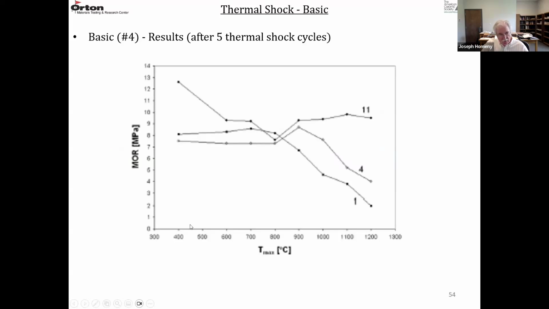And then they measured the strength as a function of delta T, the quench, and this is for the bars after 5 thermal shock cycles. And they're showing 1, 4, and 11 materials here. And you can see some of these materials like 11 performed pretty well, and then 1 and 4 started to fall off in the strength as the delta T got higher. They didn't do a lot of correlation of R4 prime or RST with this second thermal shock test.